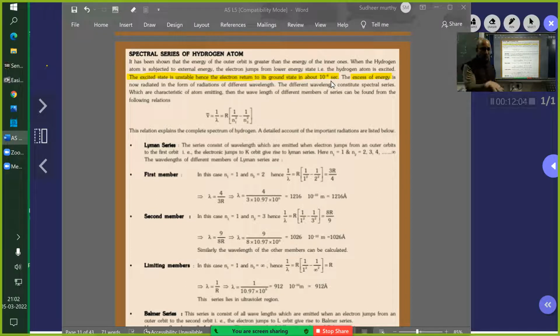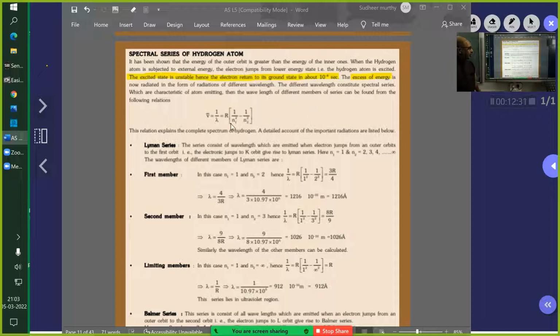So you make an electron jump to its higher state. It will not stay in the higher state forever. It stays there for approximately 10 to the power of minus 8 seconds, and because of the pull of the nucleus, that electron will automatically jump back to its ground position. Right? The excess energy is now radiated in the form of radiation. That's what we have seen, the photon radiation that happens.